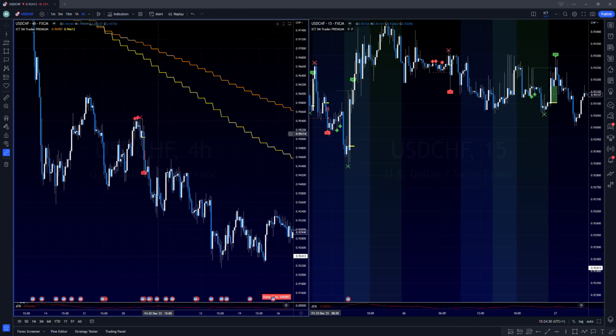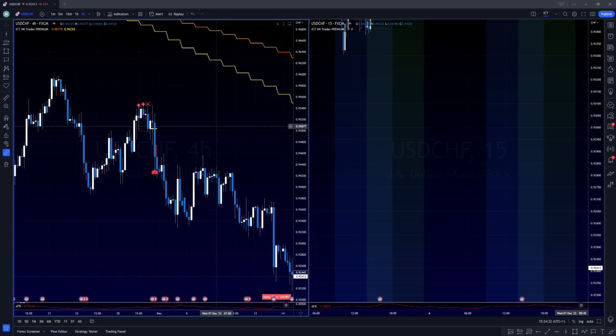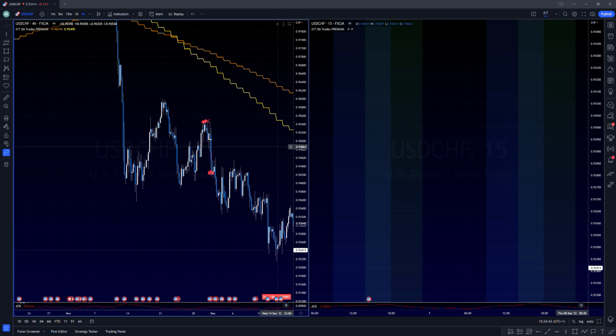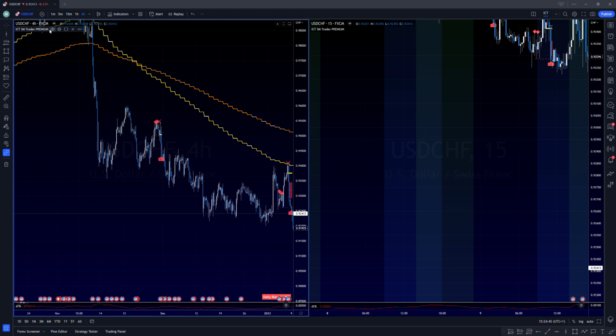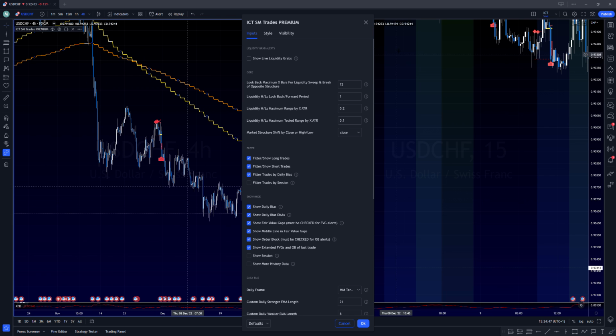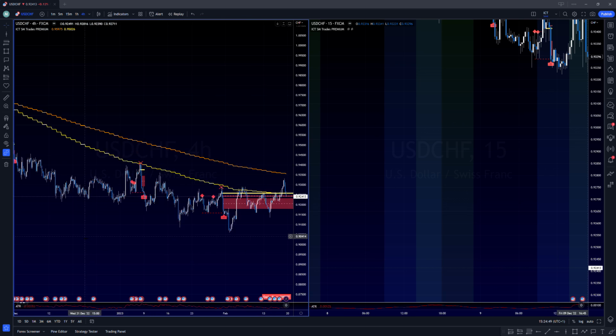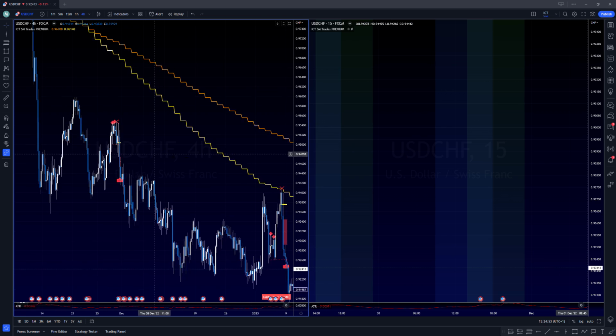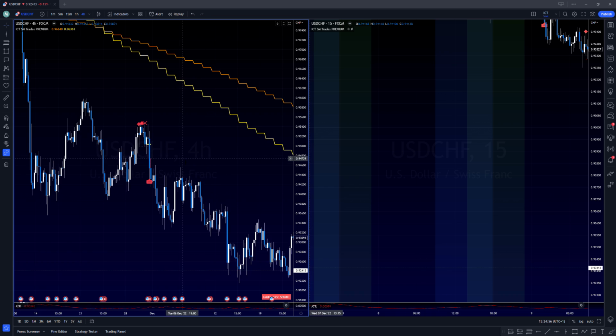So the first trade that we will be looking at, on the 4-hour time frame, we have turned on the filter by daily bias. As we can see, this is the short daily bias on the daily time frame. We have set midterm, so as you can see we are in a downtrend. So we are filtering for the short trades.